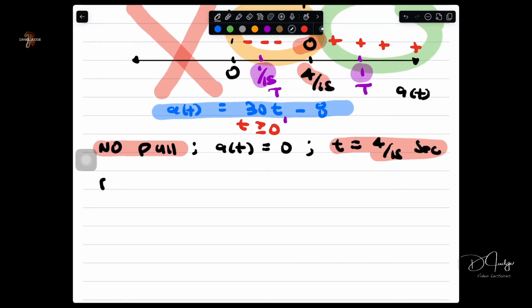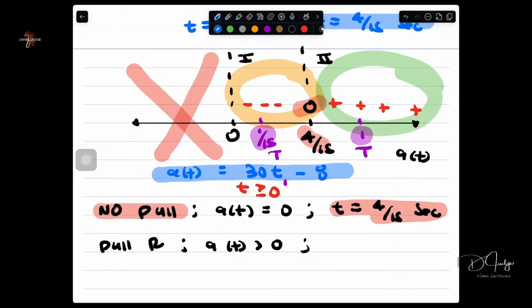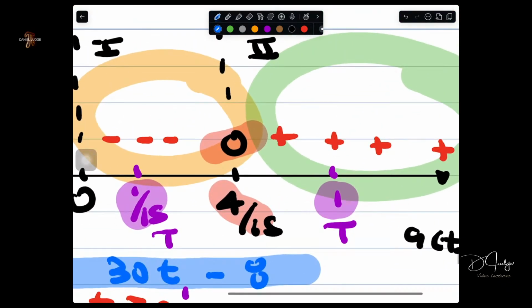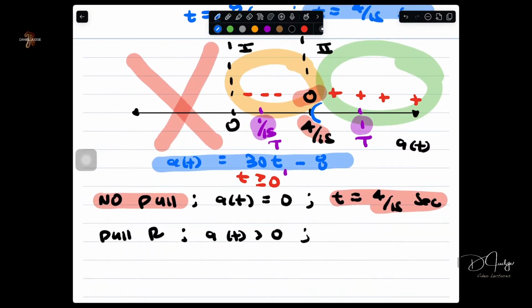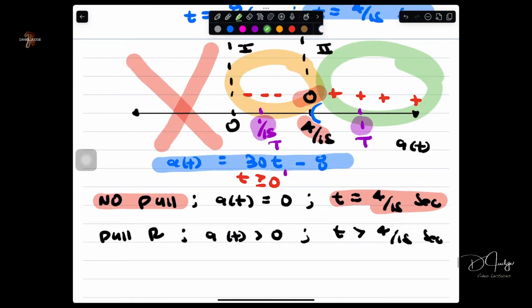The particle will be pulled to the right when your acceleration is strictly positive. Well, the acceleration again is strictly positive over in region number 2. So we're going to use that open parenthesis. What that's a picture of is saying all the time values are bigger than 4/15 of a second. That's when you're going to have what we call a right pull.